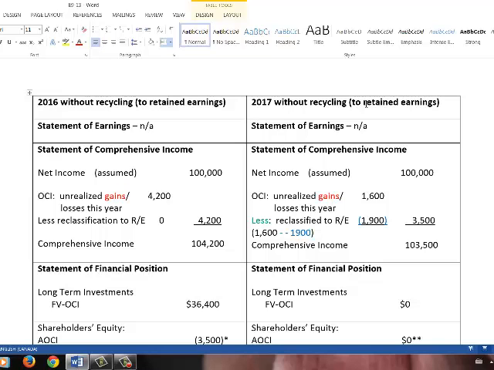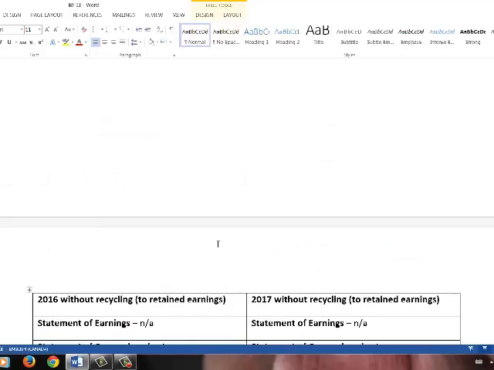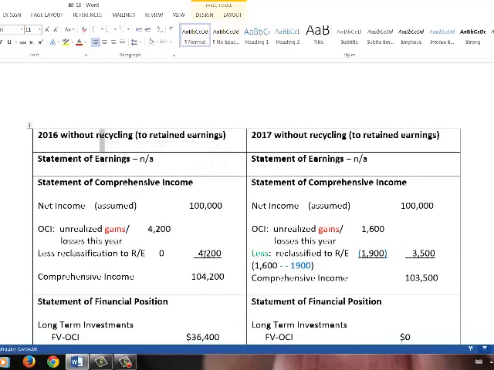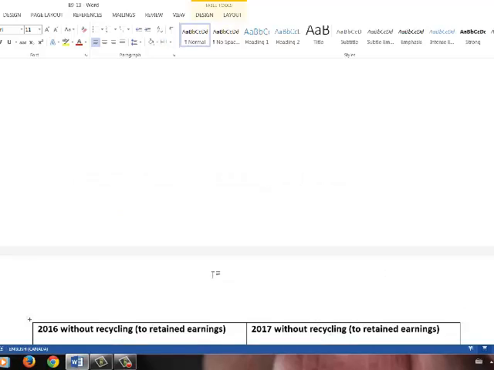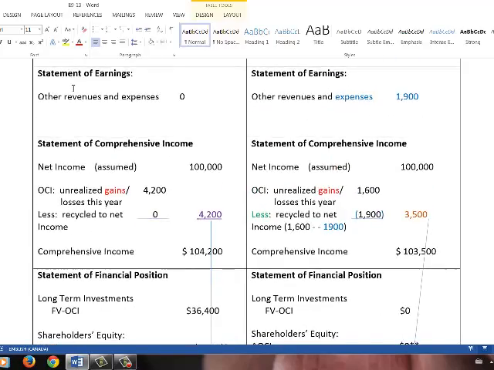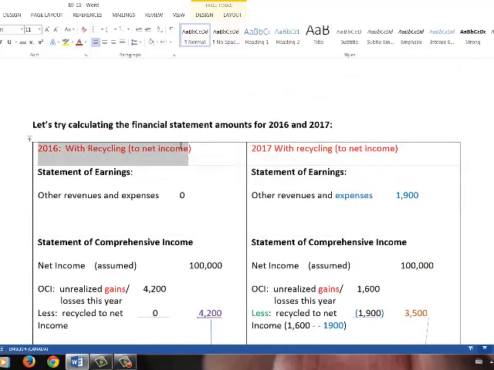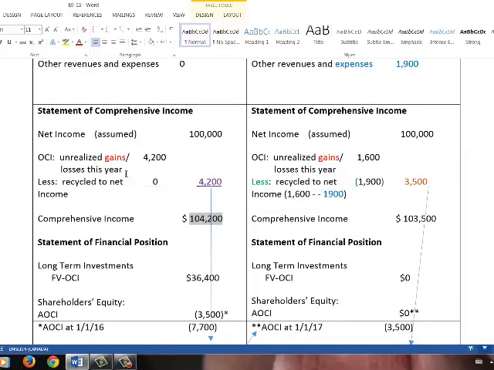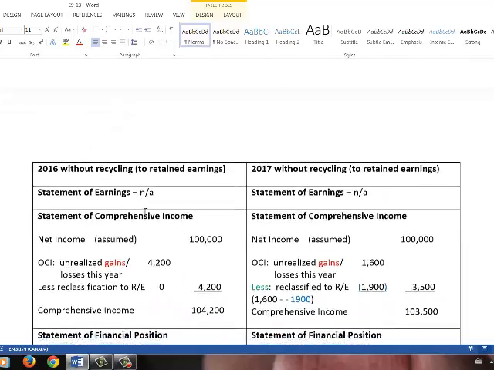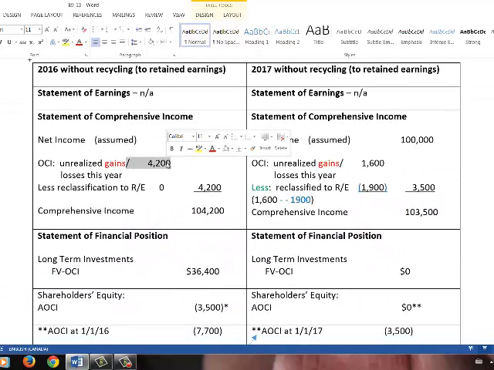But what you notice is that regardless of whether it's with or without recycling, there is absolutely no change in comprehensive income when you compare 2016 without recycling, 1,042, to 2016 with recycling. It's the same. Why? Because you still had the same unrealized gain or loss during the year. It was $4,200. Again, don't forget, it's the difference between your fair value at the end of 2015 and the fair value at the end of 2016.